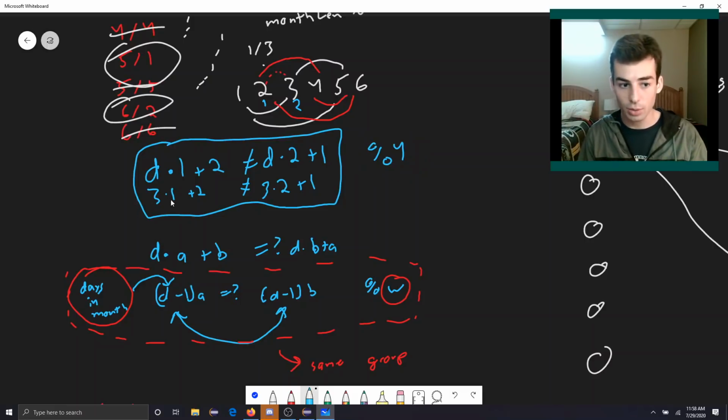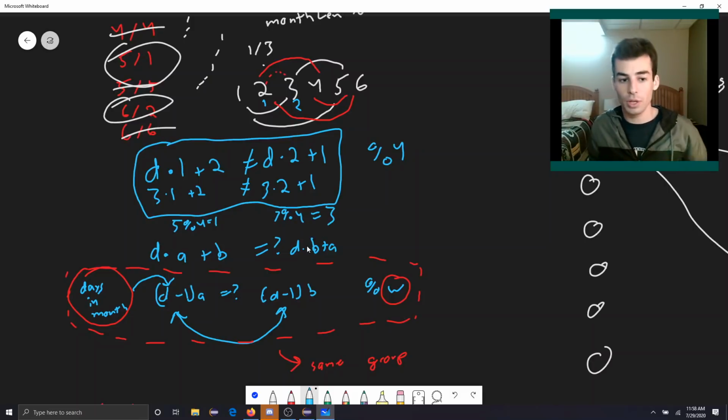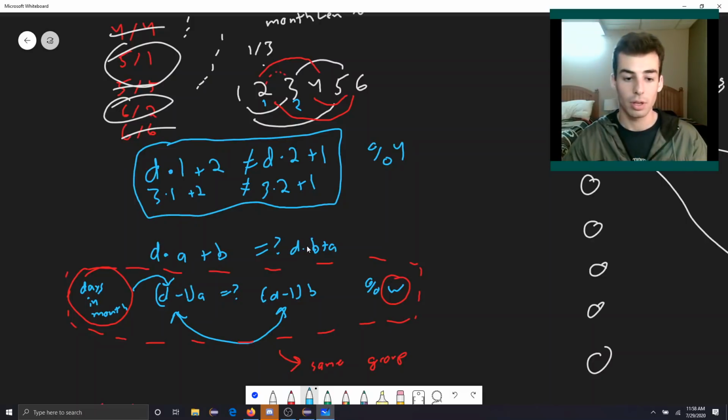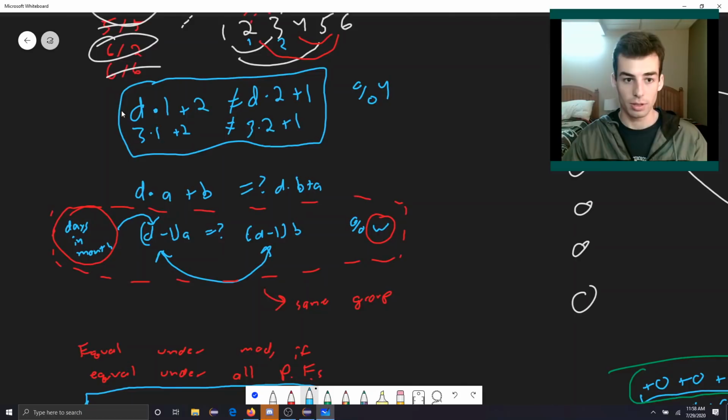So if we actually evaluate this, this is equal to 5 mod 4, which is equal to 1. And this is equal to 7 mod 4, which is equal to 3. So these are 2 different values. That means that they're going to occur on different days of the week. Okay, so we've seen that one example. But in general, they'll occur on the same day of the week.